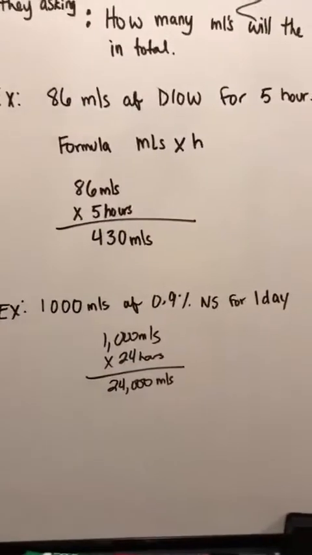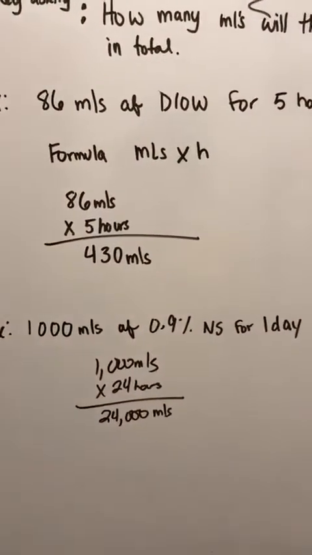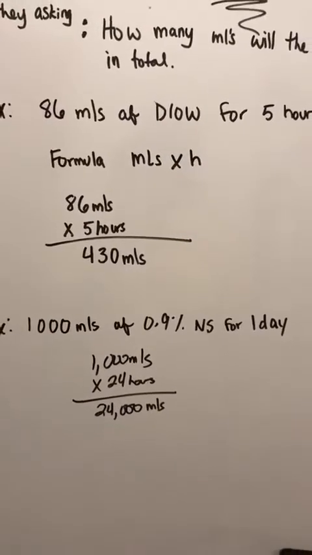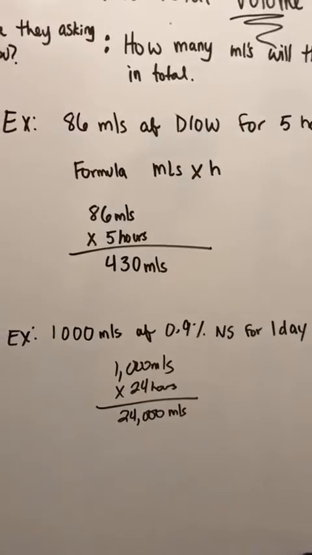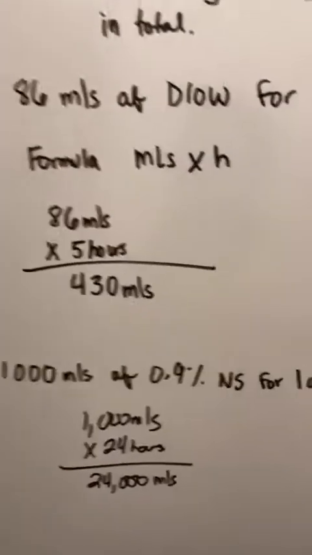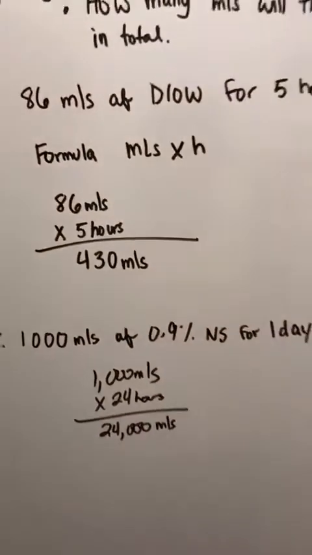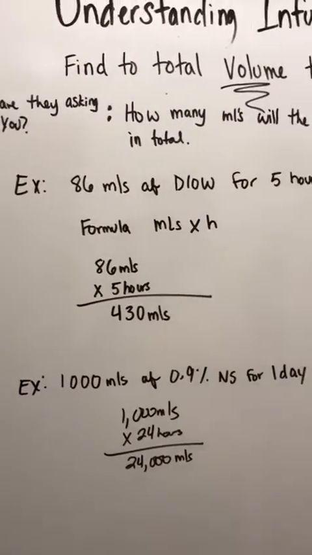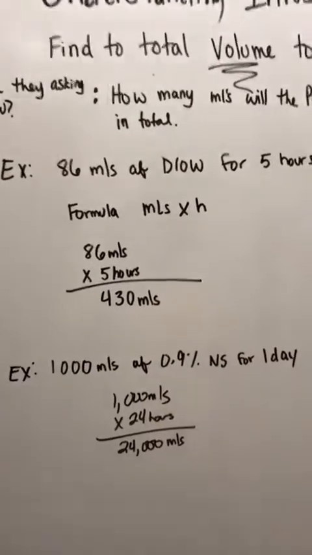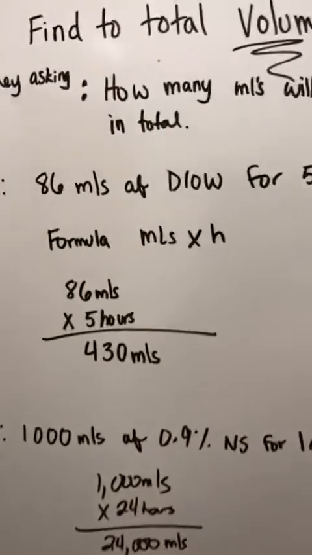The second example, there are 1,000 mLs of 0.9% normal saline for 1 day. Two things they're doing here that is trying to confuse you, okay? Number one, they threw in this extra percentage, which a person would say, well, okay, what am I supposed to do with this number? Am I multiplying, dividing? I thought it was this. And then you just get confused for no reason. Don't allow it to confuse you.